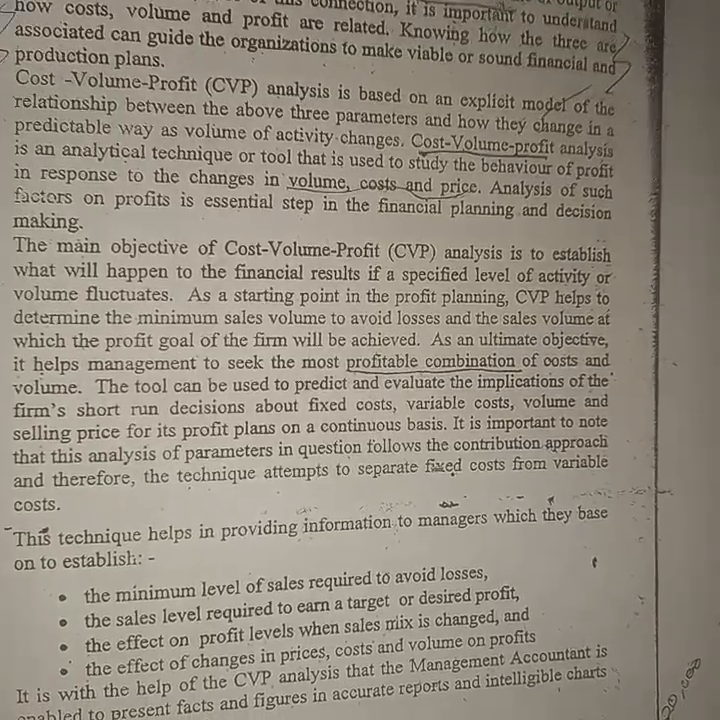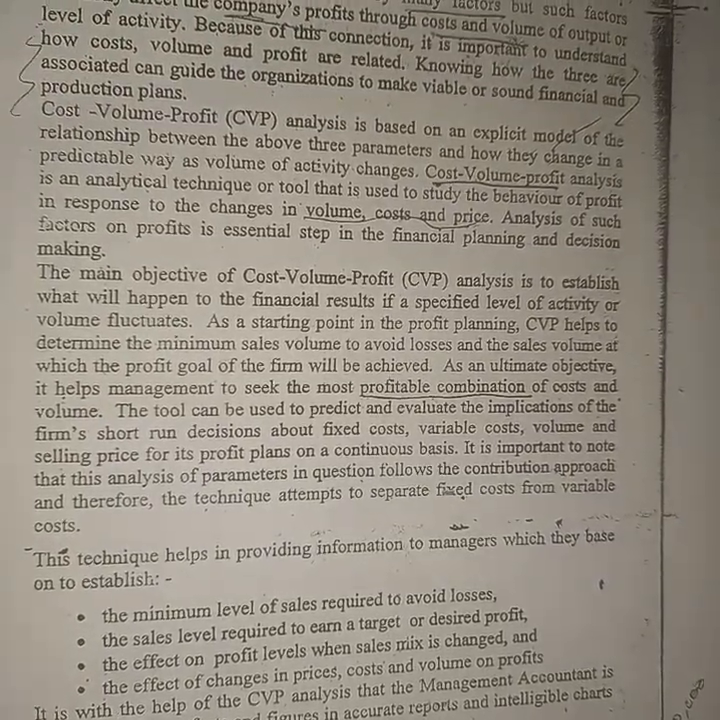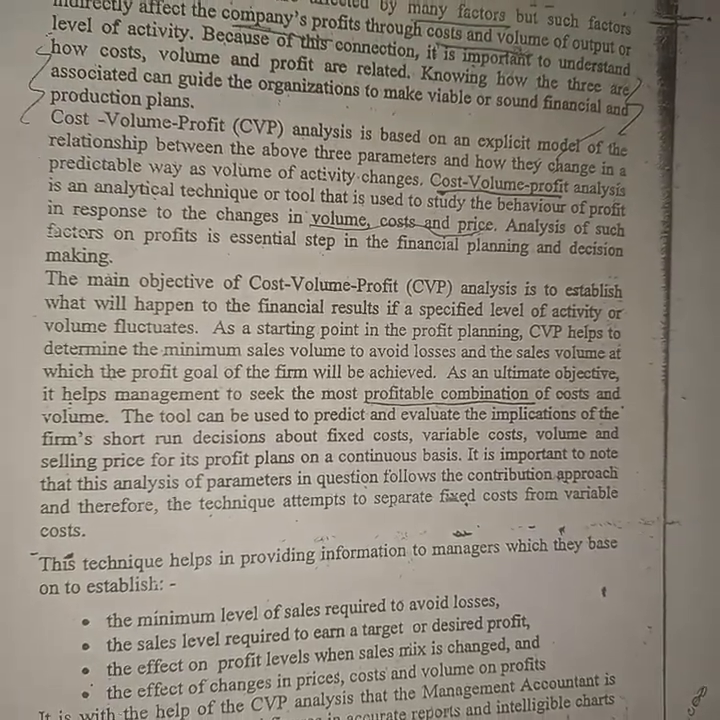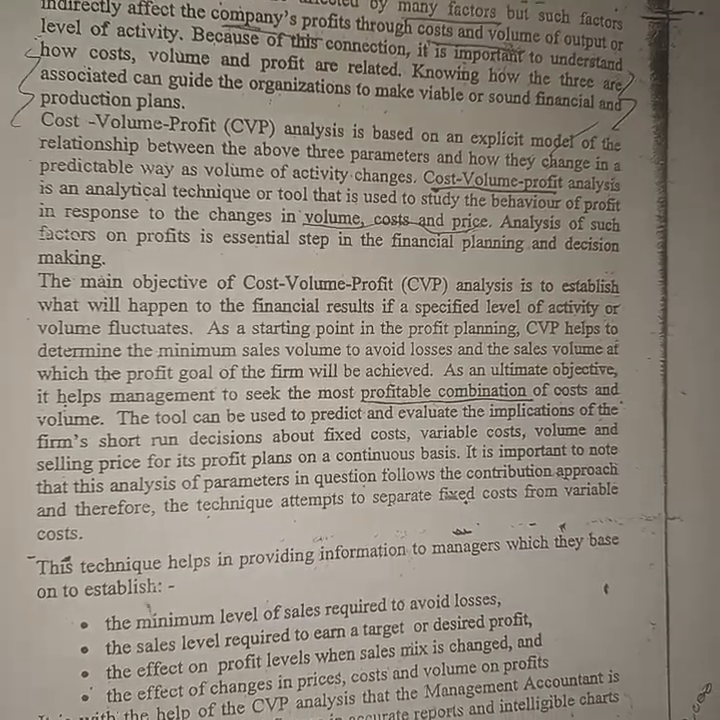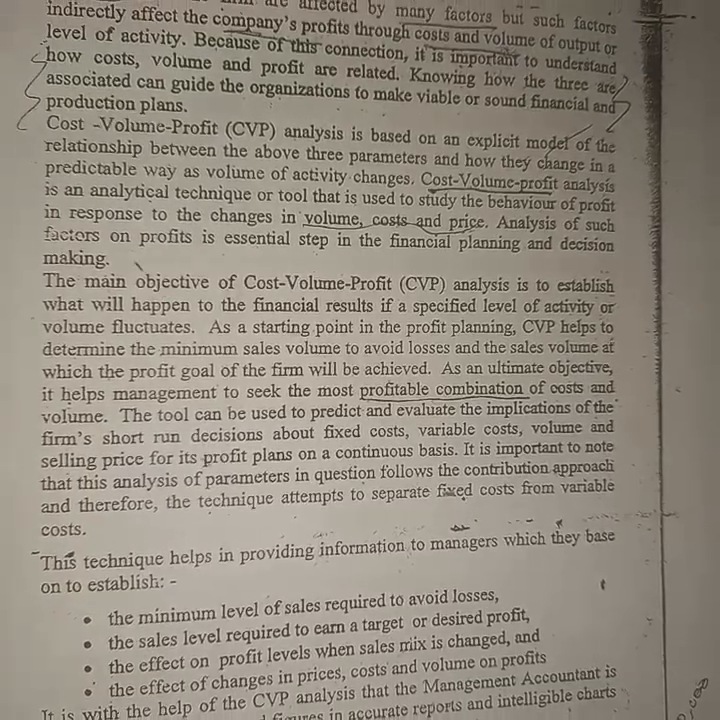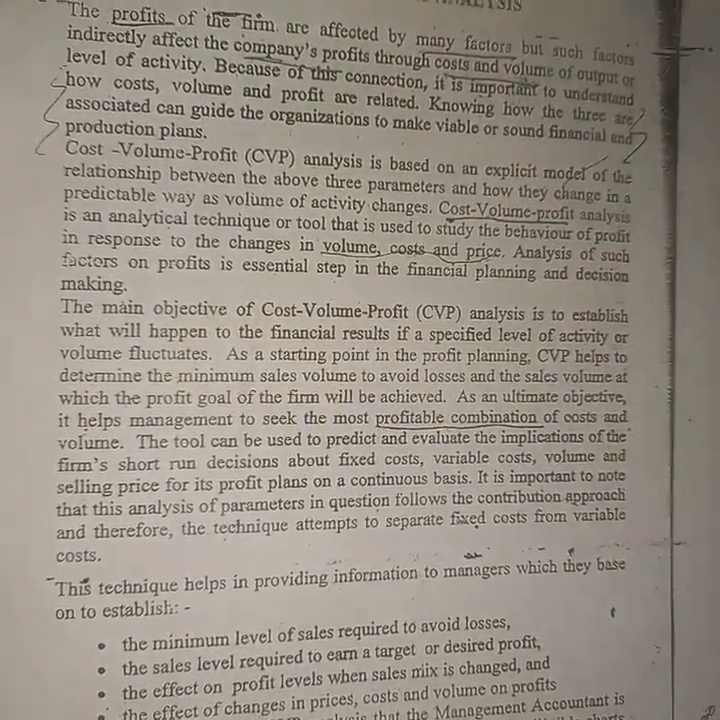Then, which sales level is required to achieve a target of desired profits. If you have your desired profits, then which level of sales would you make in order to achieve such a profit?